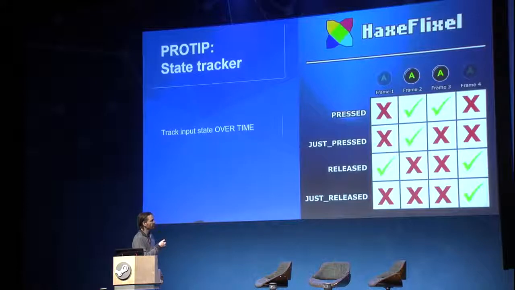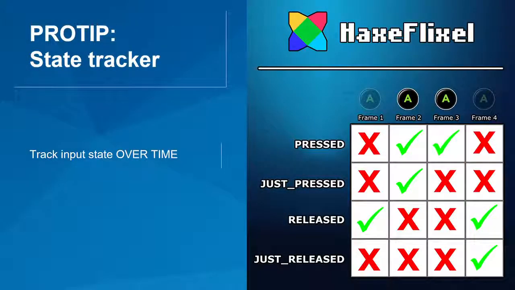You don't have just pressed or released. You have pressed, just pressed, released, and just released. So how do you get that? You create a really thin layer over the action in question in your own code, and you just watch what the state is and compare it to what it was last frame. So, frame 1, the button is released. Pressed is false, just pressed is false, released is true, just released is false.